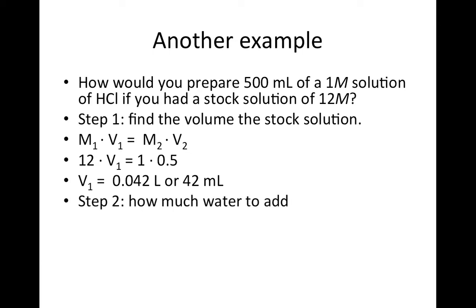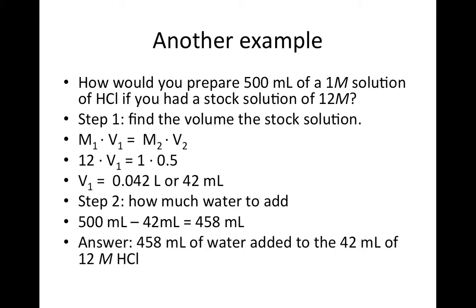Now we need to figure out how much water to add to this 42 milliliters of our stock solution. Well, if we want a total volume of 500 milliliters and 42 milliliters of that make up the stock solution, well then we subtract 500 minus 42 and we need to add 458 milliliters of water. Okay, so your answer is 458 milliliters of water added to 42 milliliters of a 12 molar hydrochloric acid solution.